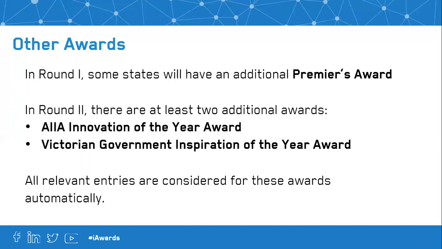And our next round of other awards is in round 2, and we have the AAA Innovation of the Year Award and the Victorian Inspiration of the Year Award as well. And these are assessed by our category judges during round 2, which is the national round as well.